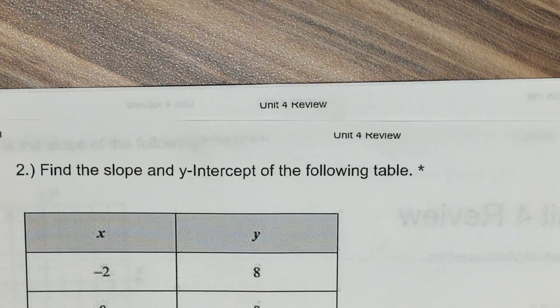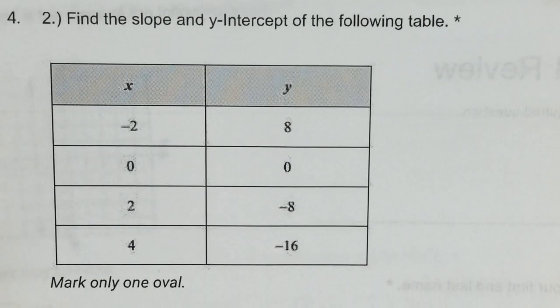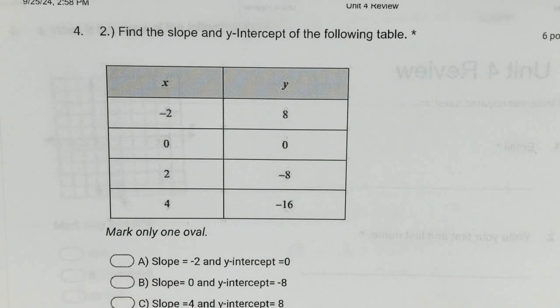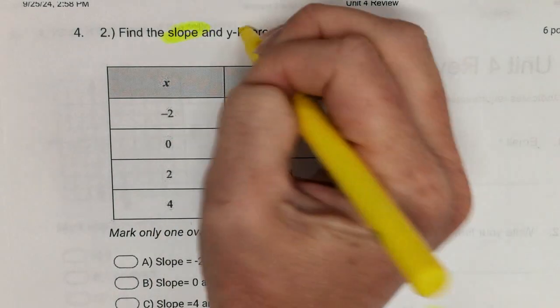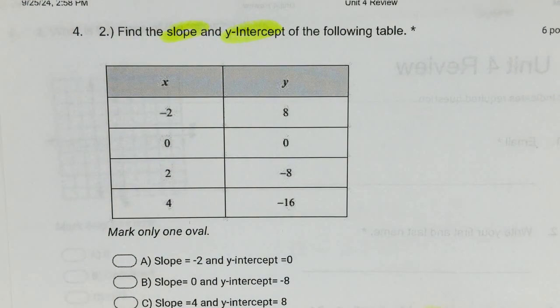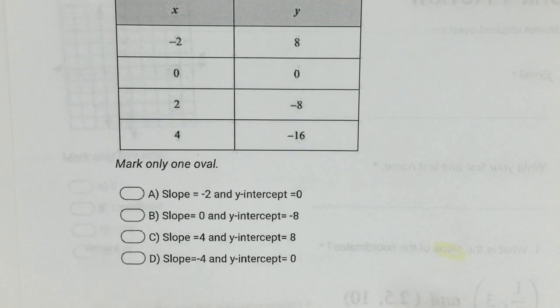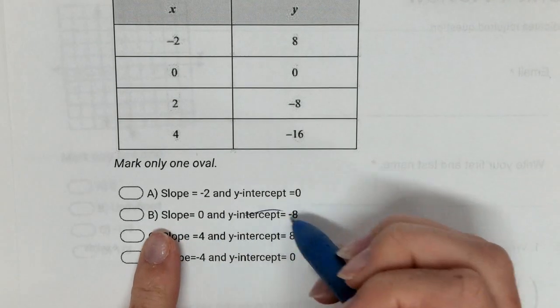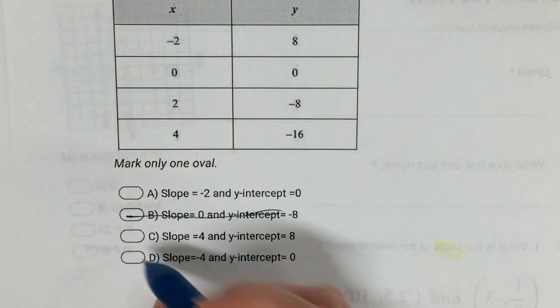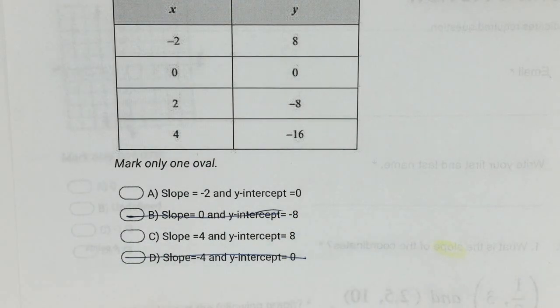The next question, number 2, wanted the slope and the y-intercept. Can you already see the y-intercept? What is it? 0. So I could have marked off B, because the y-intercept is wrong, and D, just so that I don't pick those.